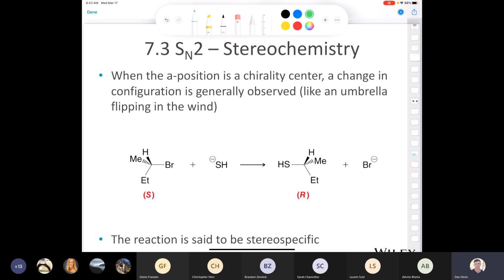Well, if we take a look at this SN2 reaction that's occurring here, we have a secondary alkyl halide right here. So this is a secondary alkyl halide, and you could name it if you want. This is S-2-bromobutane. Anyhow, here's the alpha carbon right here. The nucleophile has to attack that alpha carbon.